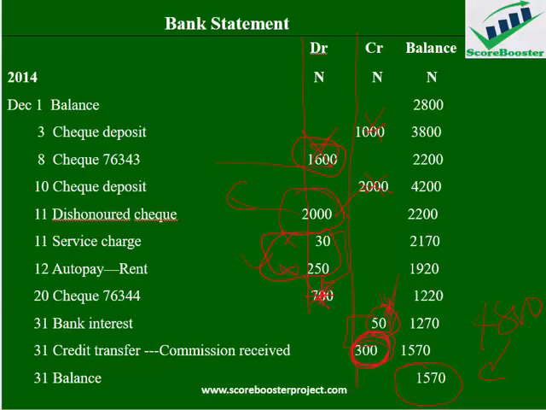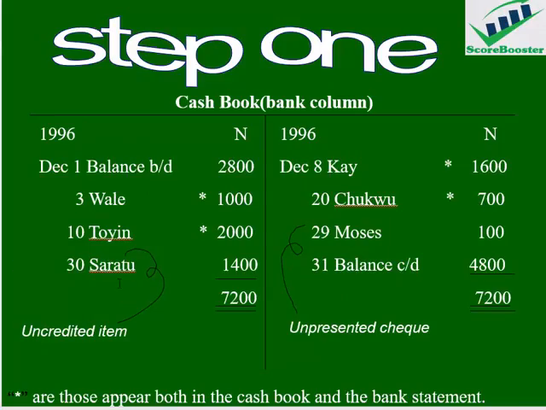So the first step, as you can see, is to identify that Sarah 2 here, as we said, is an uncredited item in the bank. Moses is an unpresented check in the bank. So other items, what are they? They appear in both the cash book and the bank statement. So all these ones with asterisk, as we mentioned them, cannot cause any problem.